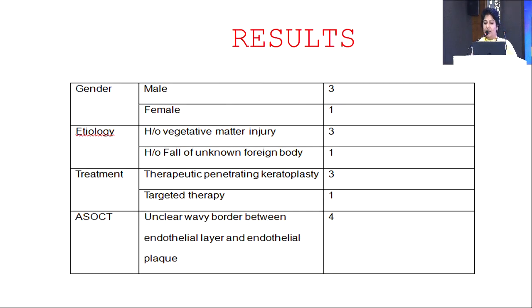So these are the results. Among 4 cases, 3 are male and 1 is female. Three had history of injury with vegetative matter and 1 had history of fall of unknown foreign body. Three underwent therapeutic penetrating keratoplasty and 1 resolved with targeted therapy. And all the 4 cases showed an unclear wavy border between the endothelial layer and endothelial plaque.